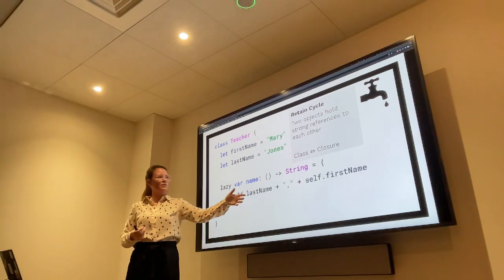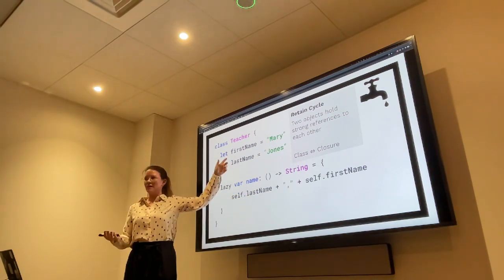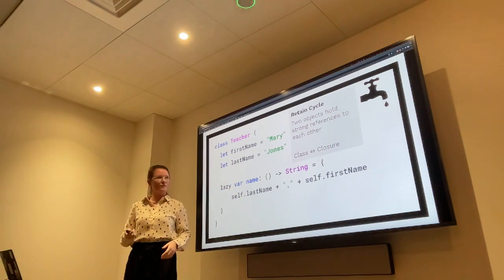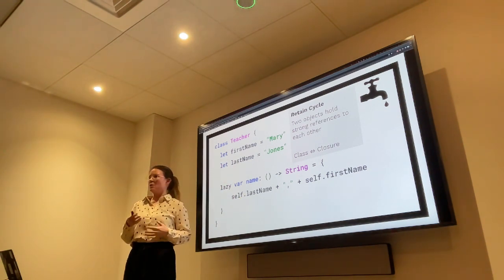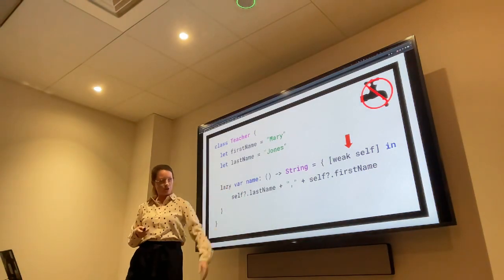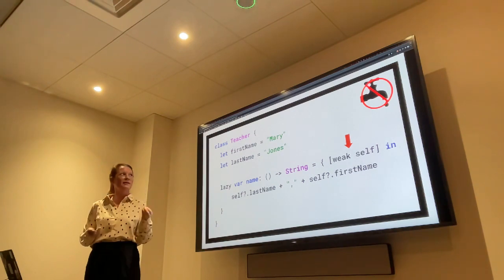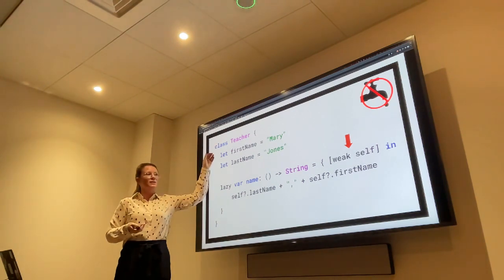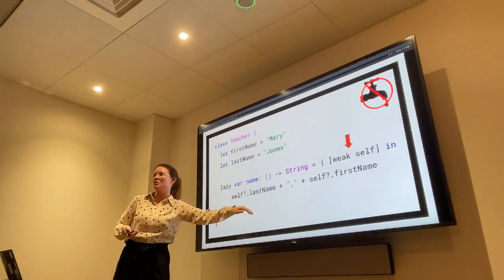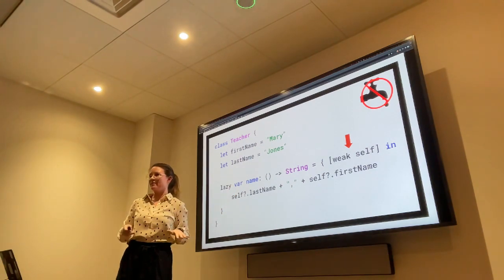And we have a closure capturing self, which is a strong reference back to the class, with self dot last name. Again, we want to make one of these references weak. We can do that in the closure by adding weak self. So we're now capturing self weakly. The class still has a strong reference to the closure, but the closure now has a weak reference back to the class, and we have no more memory leak.